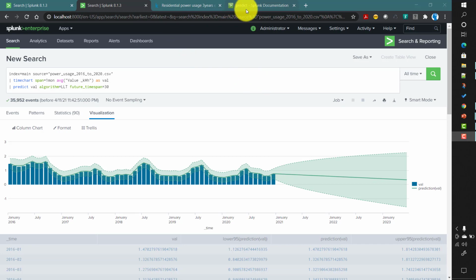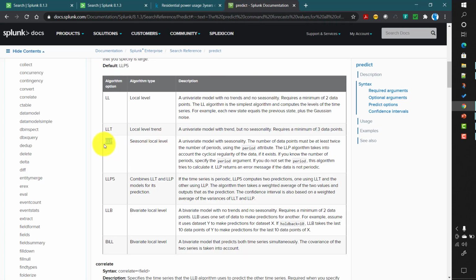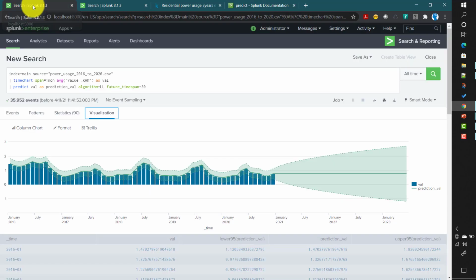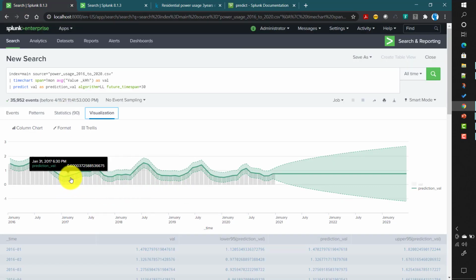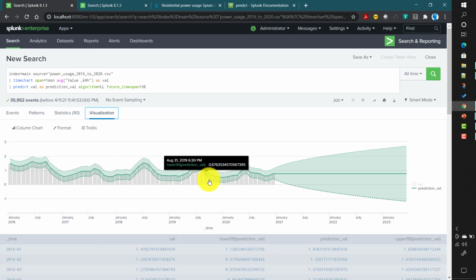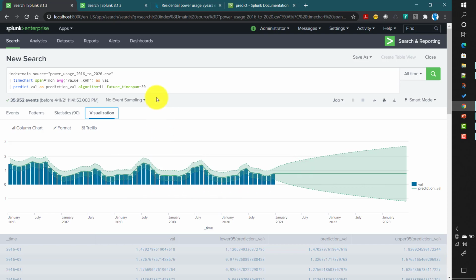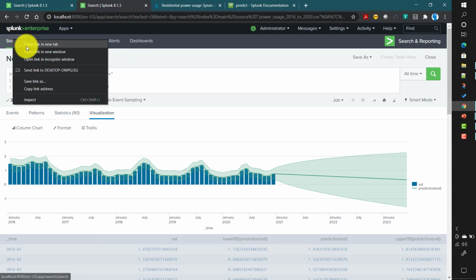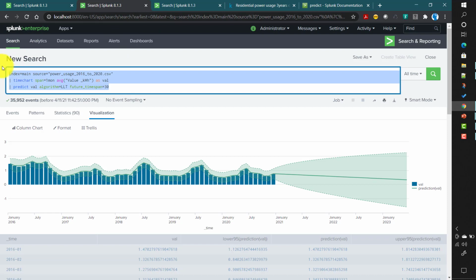The next command we'll be talking about is LLP, which is basically the seasonal local level. That means it only considers the seasonality. Okay, it does not consider the trend, it only considers the seasonality. Now the important factor here is that the number of data points must be at least twice the number of periods. Period means, if I go to our data over here, the cycle where it is repeating. In this case, we can think of the period as 12 months, because that's the cycle it is repeating as a seasonality pattern over here. Okay, now when we'll be using it, let me open a new search window over here in a similar way, so that we can compare it as well.